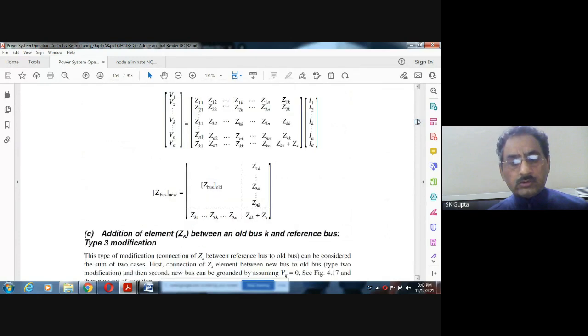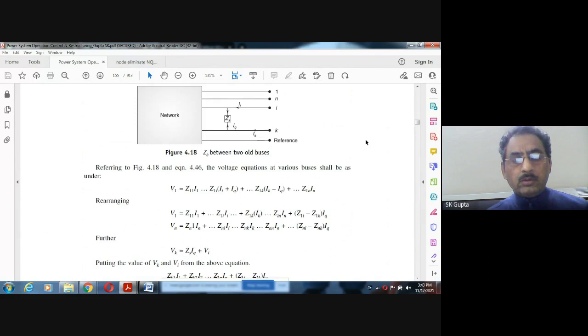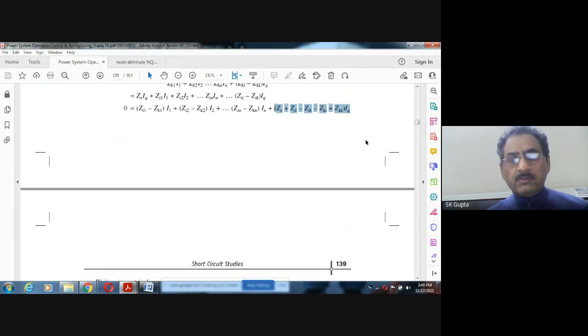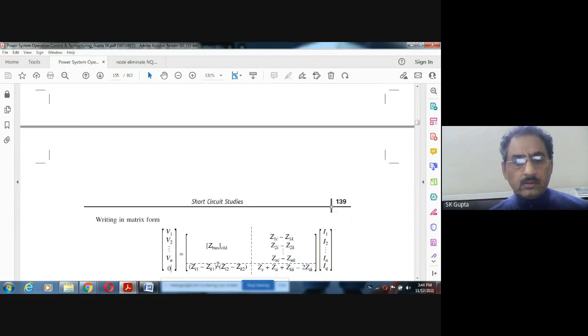All these equations, when you put into the matrix form, V1 to Vn and this new equation, when you put this equation into the matrix form, you will get it like this. This is formed.